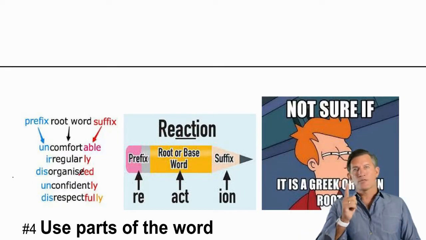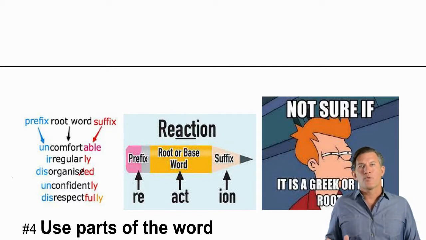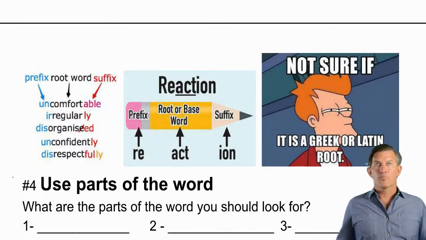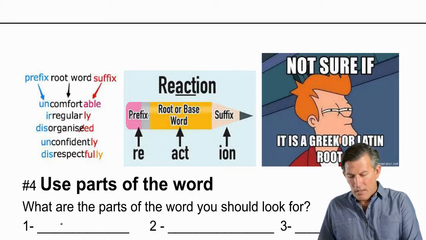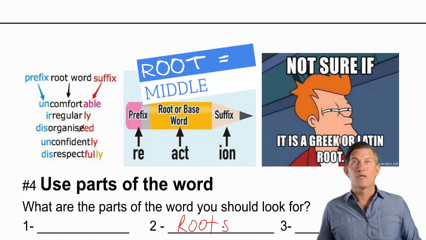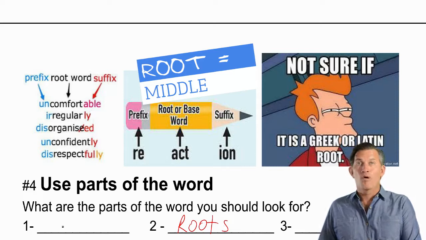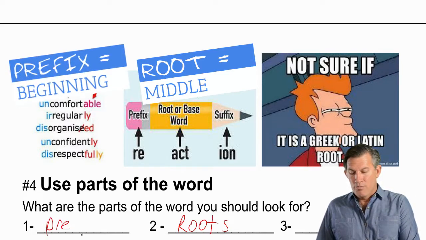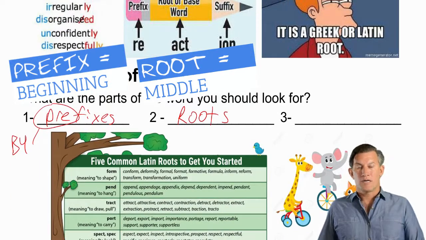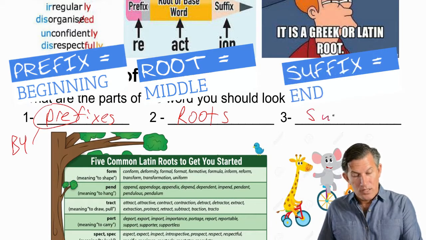So strategy number 4 is for you to look at the parts of the word, okay? There's different parts of the word, and what are those parts of the word? Okay, as you can see, the roots. The roots are the middle. They can be at the beginning, middle, or end. What comes before are the prefixes, and prefixes even have a prefix that means before. Okay, and then the last one are the ones that are not called postfixes, they're called suffixes.